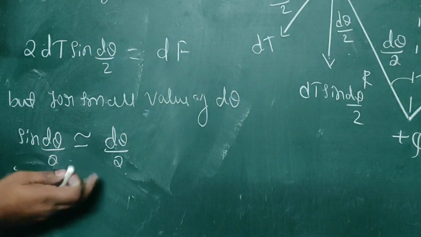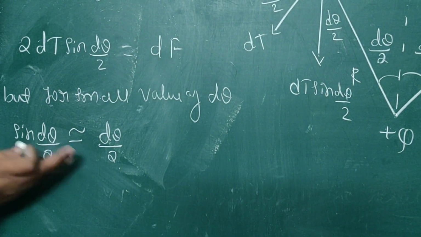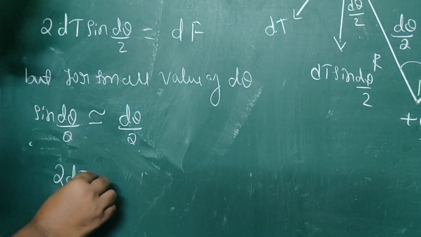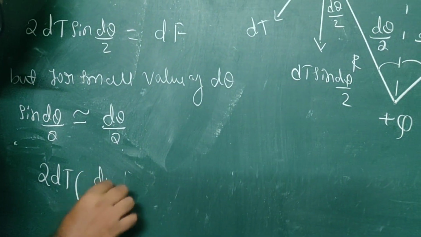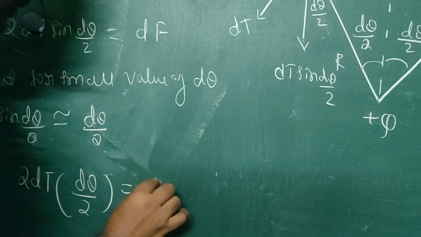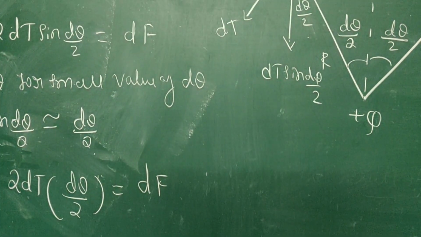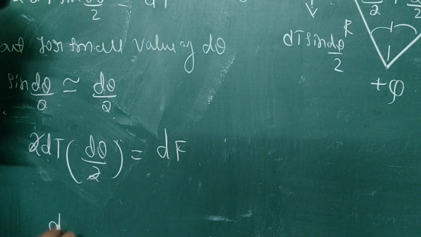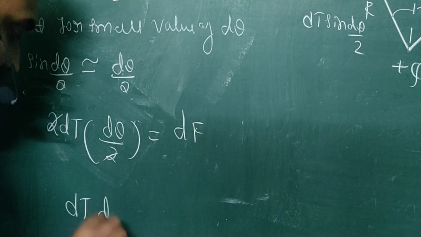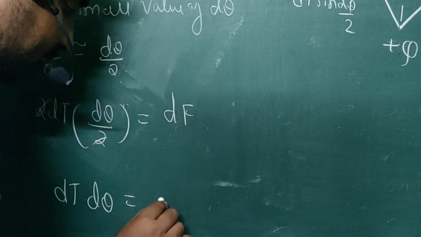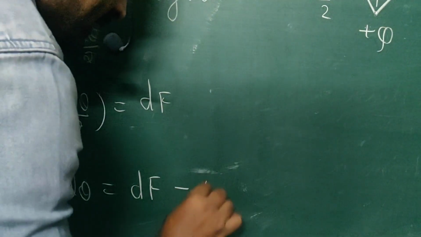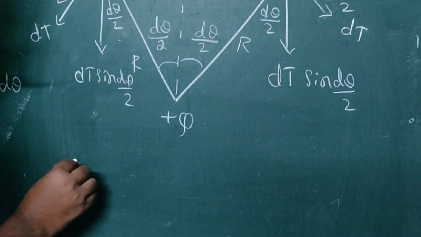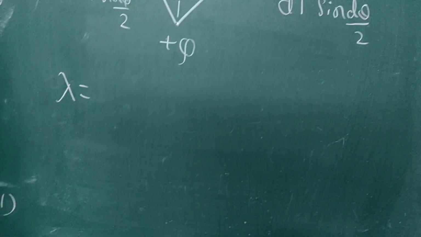So if I use this in the above equation, what I am going to get is 2 dT into d theta by 2 equals dF. Now you can cancel these two. The remaining equation is dT into d theta equals dF, and I'll call this equation number 1. Before that, I'll introduce one more concept called linear charge density.